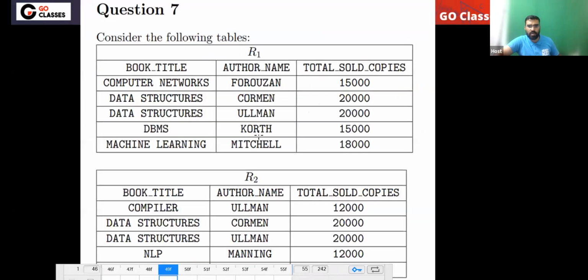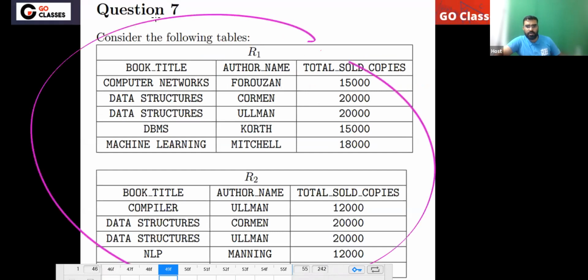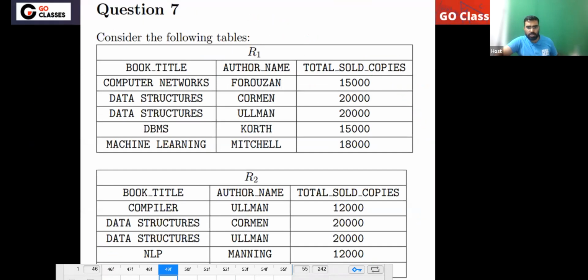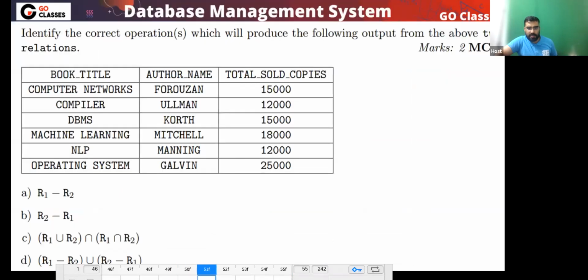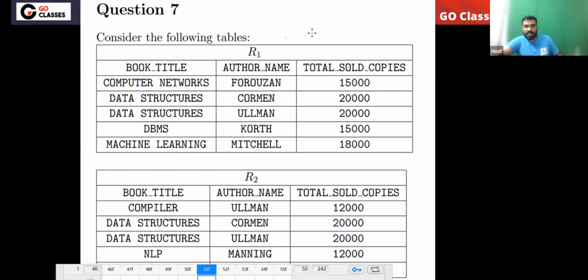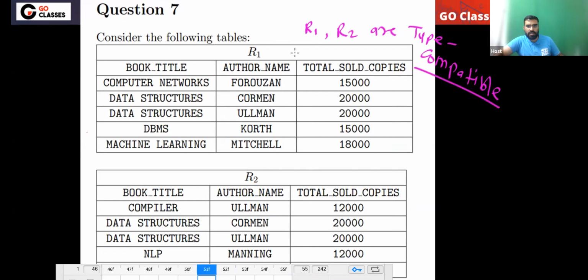Okay, let's move on now. Tell me the answer for this question. A simple question: two simple tables, R1 and R2, are given to you. Are they union compatible? Look at the tables and tell me. So yes, definitely R1 and R2 are union compatible, right? You can call it union compatible or type compatible.